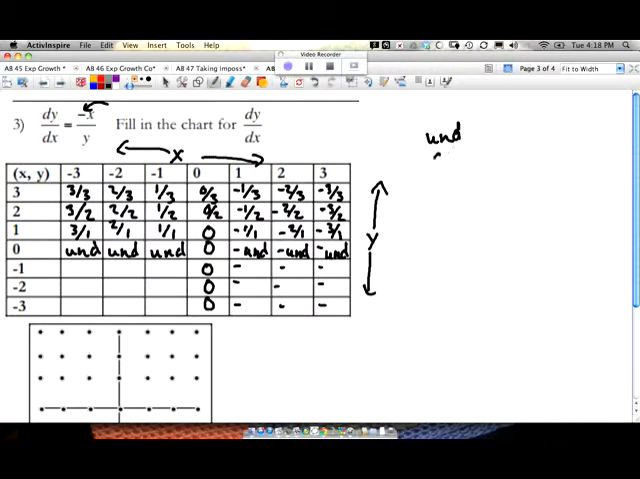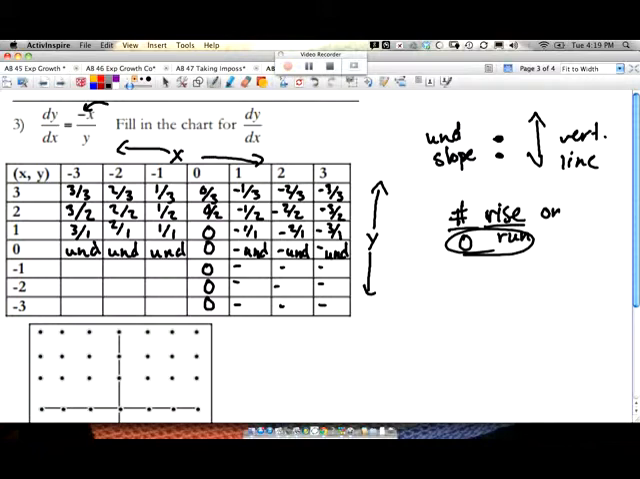Remember, undefined slope, or derivative you could say, is really just a vertical line. That's all it is. Because you have a number over 0, which represents your kind of rise and your run, and it's no run, rise only. Rise only, without moving left to right, winds up being a vertical line. Okay, so we got good stuff so far.